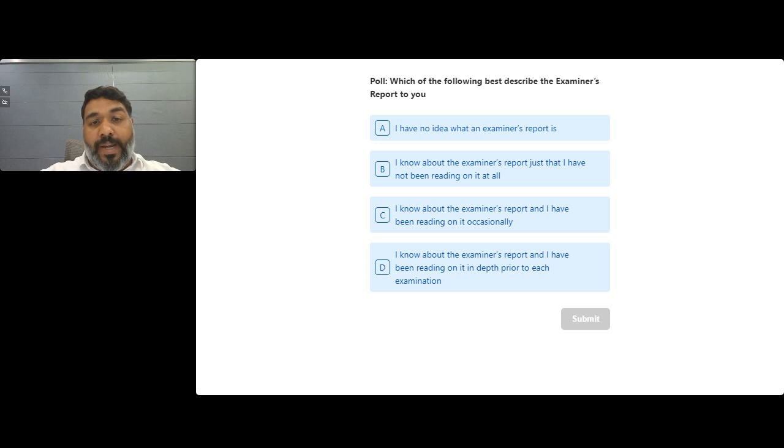I have no idea what the examiner's report is. Or the other option is, I know about the examiner's report, just that I have not been reading on it at all. I know the examiner's report and I've been reading on it occasionally. Finally, the last option, I know the examiner's report, I've been reading on it in depth prior to each exam. Where do you categorize yourself?